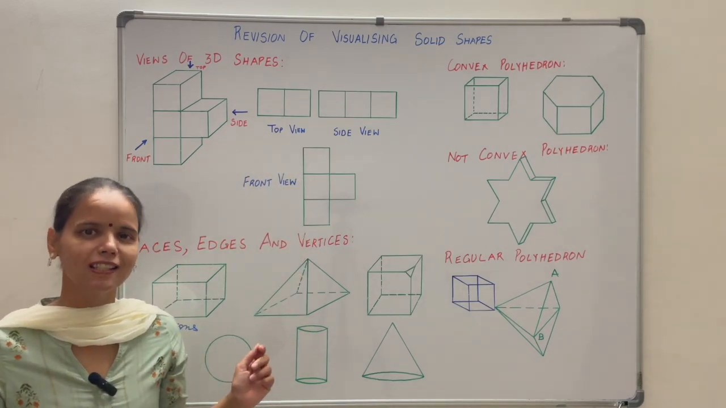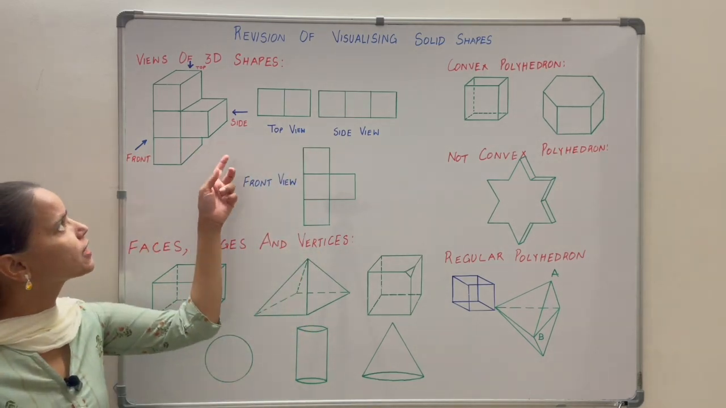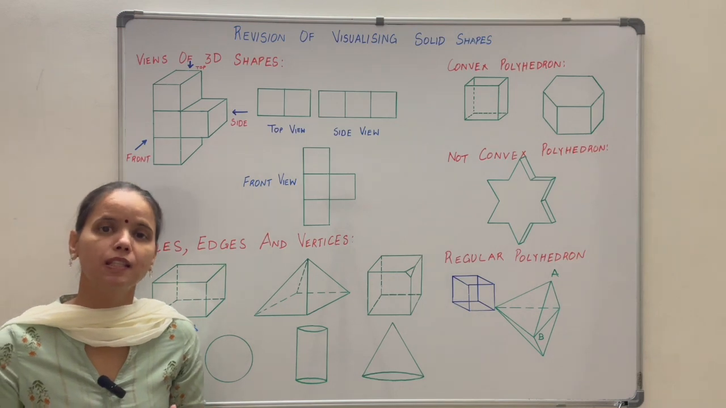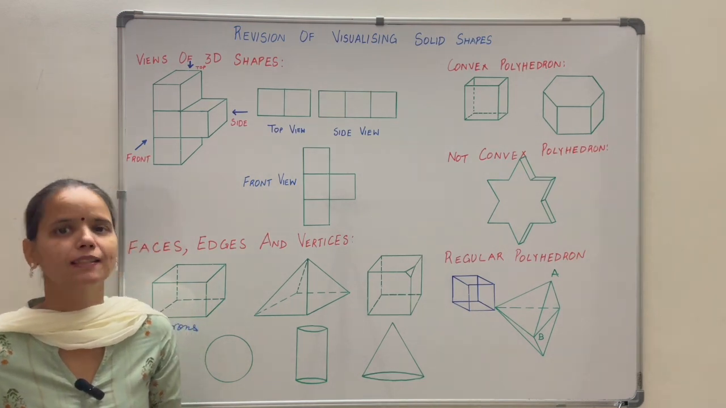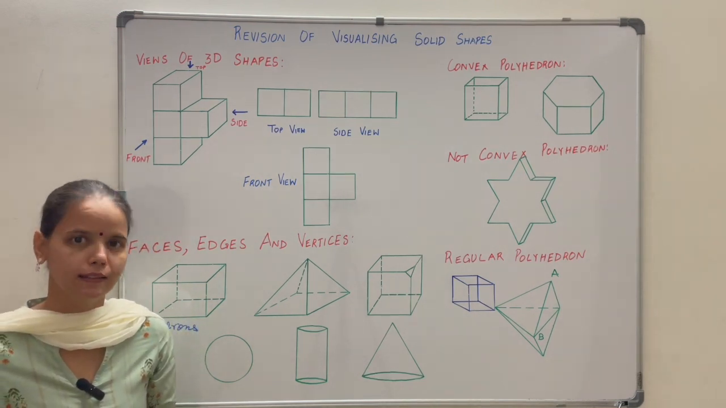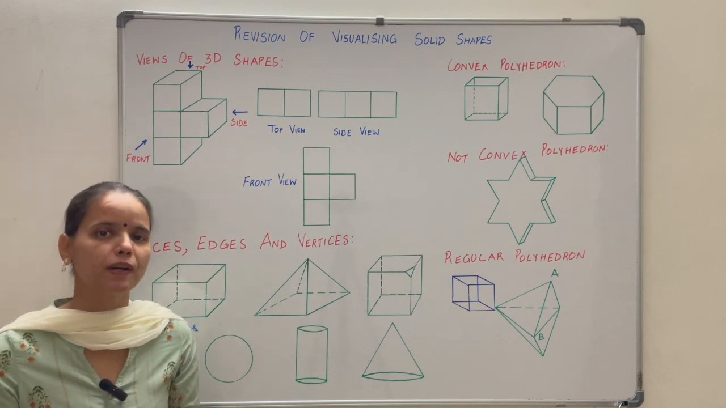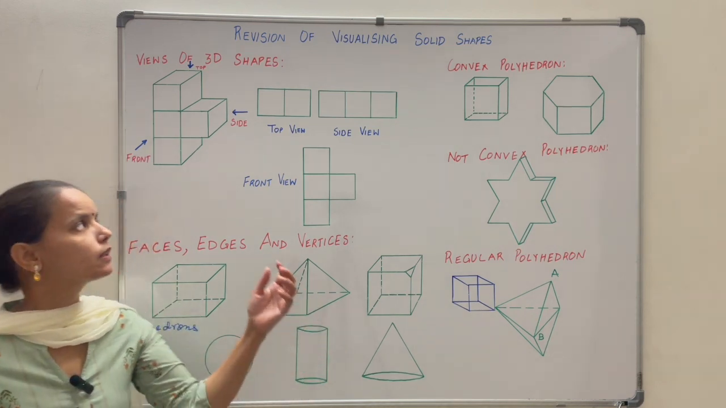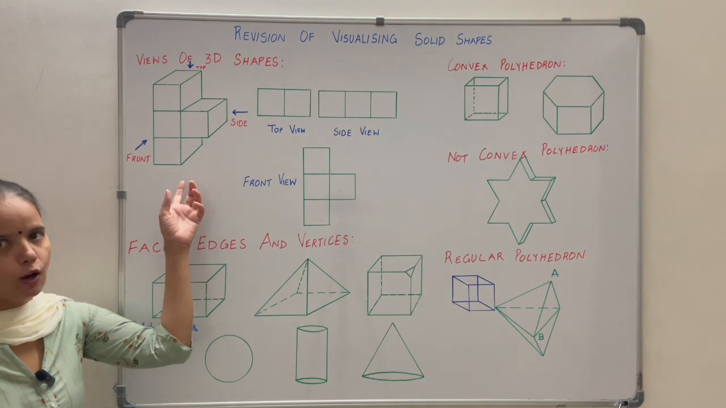Revision of visualizing solid shapes. Views of 3D shapes. 3D means 3 dimensions: length, breadth and height, or simply the depth. 3D objects occupy some space or volume. This is the diagram of a 3D object.